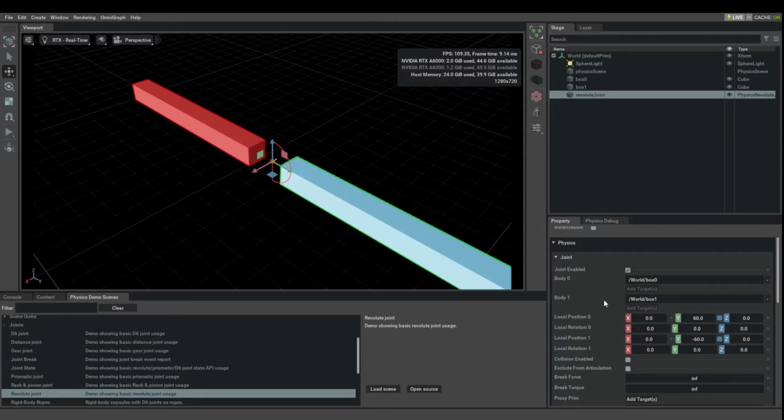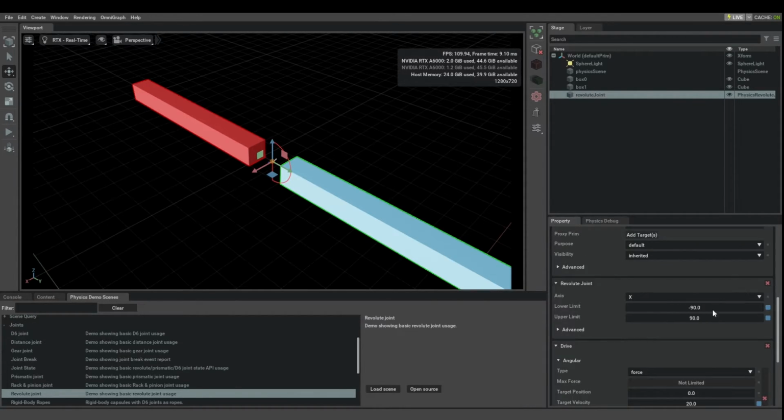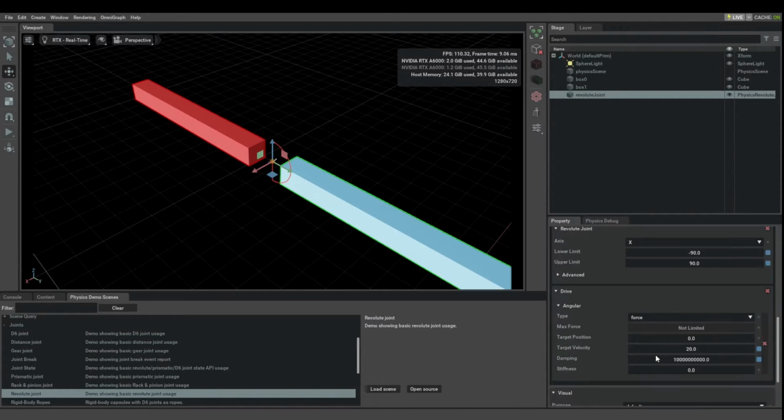You can see that joints have a number of shared properties that are common for all joints, and then some properties that are specific to the particular joint type, in this case revolute. So revolute will rotate around the red x-axis, and you can see the motion range here. It can go from minus 90 to plus 90 degrees. These are always specified in degrees and not, for example, radians.